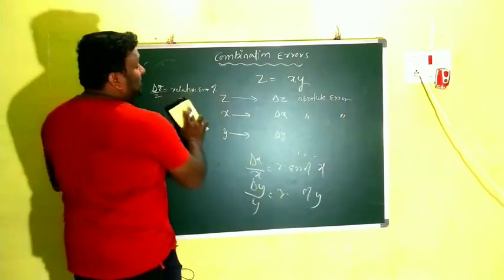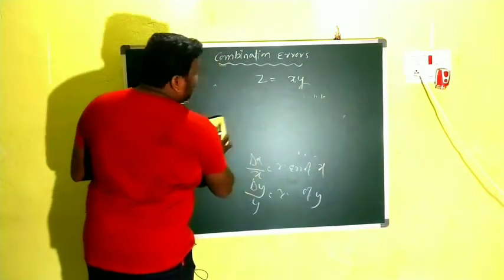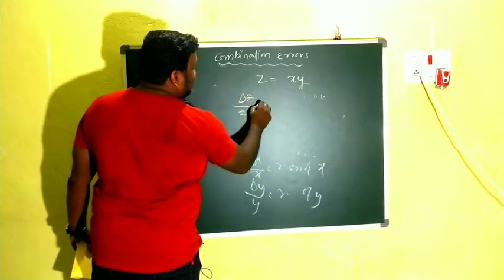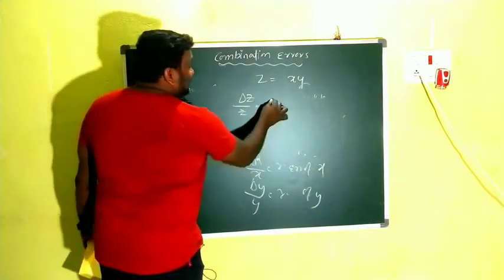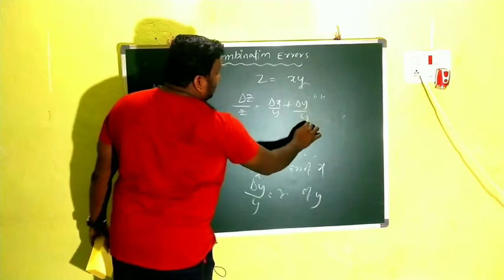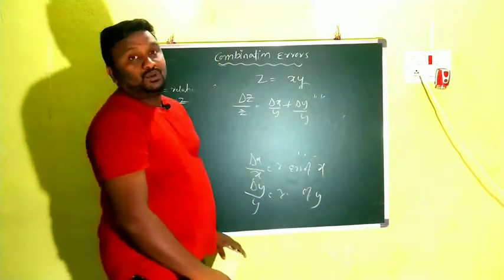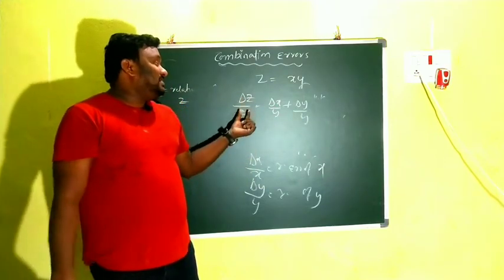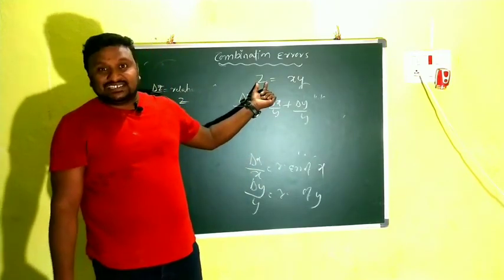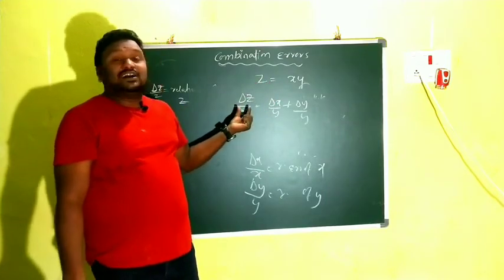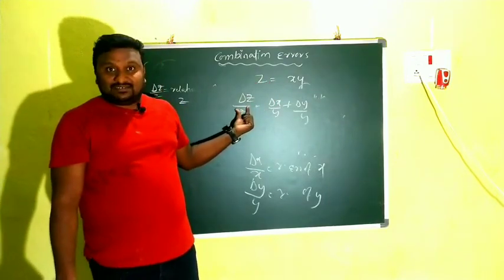Now what we want to show here is to prove the rule we discussed: delta Z by Z equals delta X by X plus delta Y by Y. Clear? Delta Z by Z, what is Z? Z is the result in this case. Delta Z by Z is the relative error of the result.